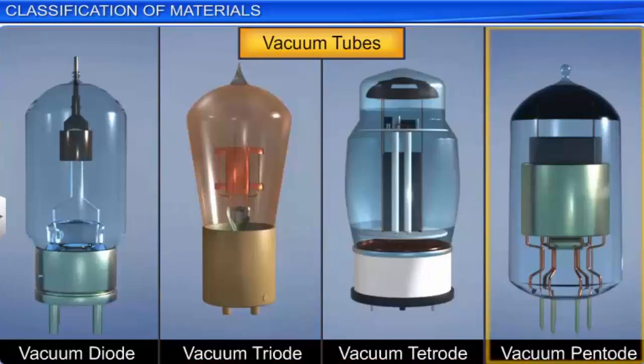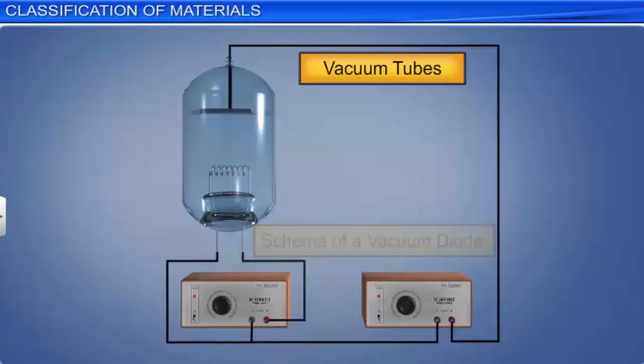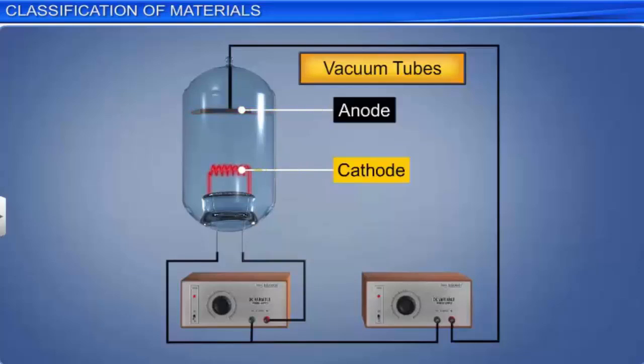A simplest vacuum tube, called the vacuum diode, which consists of two electrodes, is basically made up of an anode, often called the plate, which is the positive electrode, and a cathode or the filament, which is the negative electrode, kept inside an evacuated glass tube.